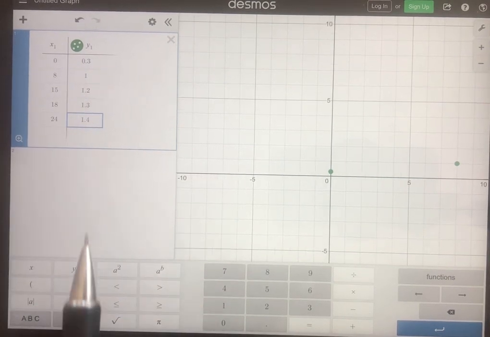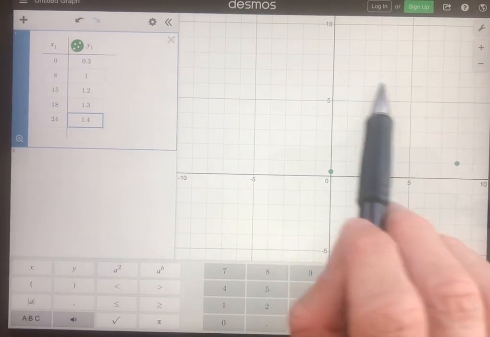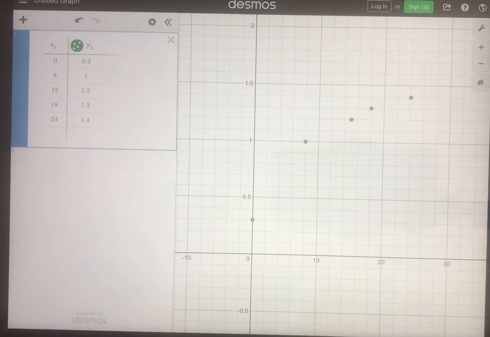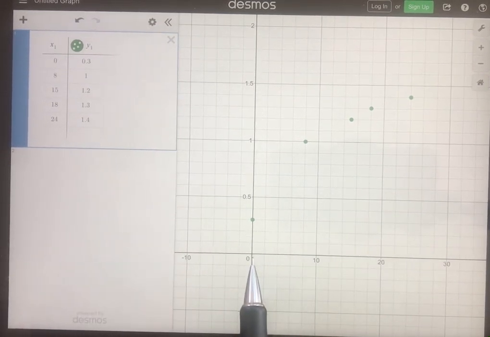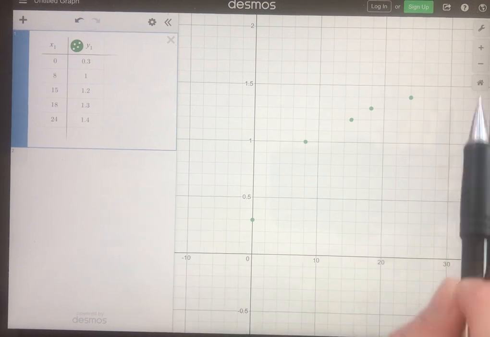Okay, so we put our data in, and we can press this little plus magnifying glass, and that will make our graph conform to our data. And so there's our data. There's our graph. On the graph, it goes from 0 to 2 in the y direction, and from 0 to 30 in the x direction, so Desmos gave us that.